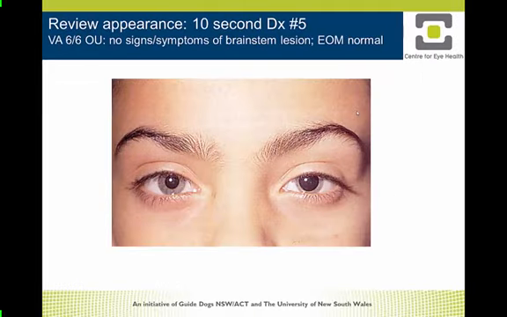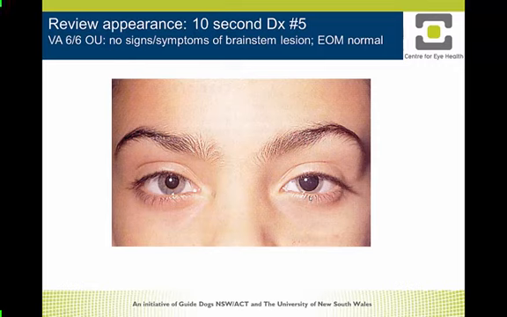So let's now have a look at case number 5. A patient, a young lady that comes into your practice. Visual acuity is normal. There's no signs of symptom brainstem lesion. Extraocular muscle movement, the eye movements are absolutely normal. There's no ptosis either. So the dilated pupil, the number one you should think of is pharmacological instillation. And number 2 is potentially it could be third nerve involvement.